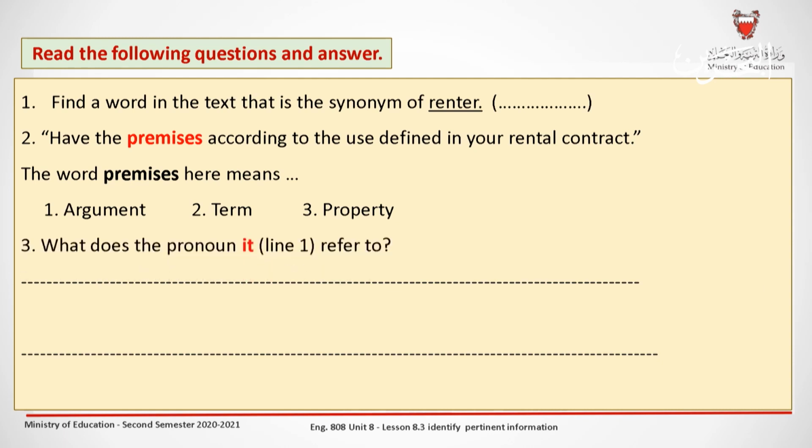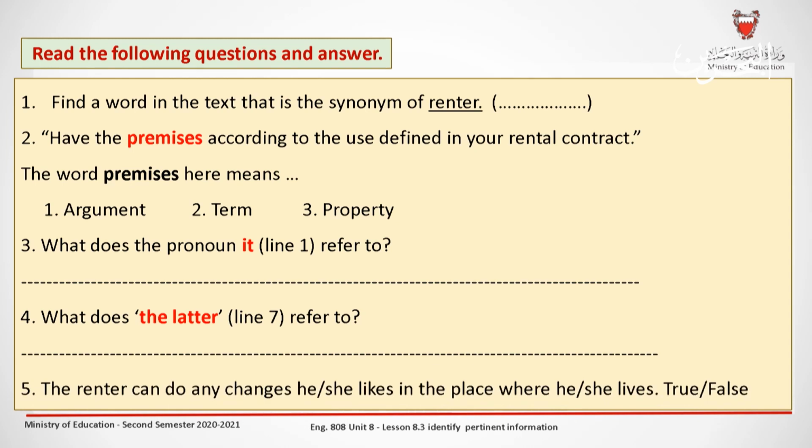3. What does the pronoun it in line 1 refer to? 4. What does the latter in line 7 refer to? 5. The renter can do any changes he or she likes in the place where she or he lives. True or false? And now you can check your answers.